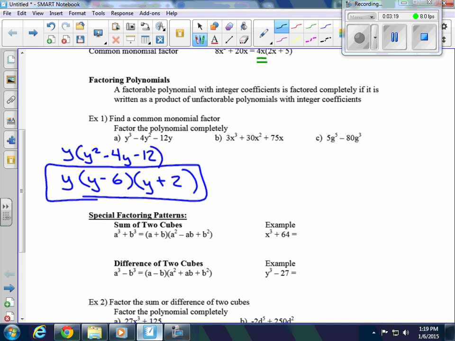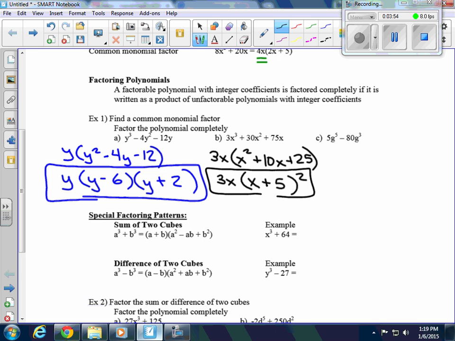Now let's look at b. I notice here again, they all have an x, so I can pull out an x. But they also all have a factor of 3. So I'm going to pull out a factor of 3x. That's going to give us x squared left, plus 10x plus 25. Then I've got to check, does that factor? And I notice by looking at this, this is a perfect square trinomial. So I know that it's going to look something like this, and it's going to be x plus 5 squared.